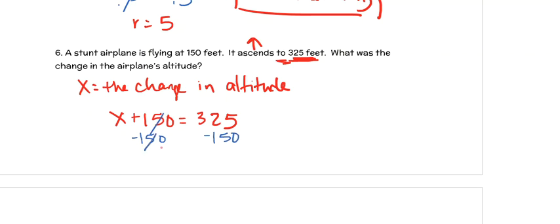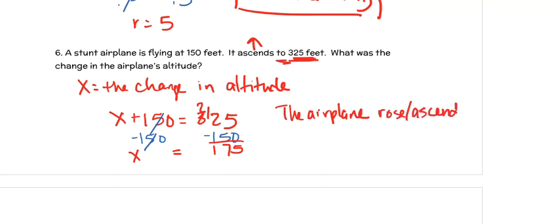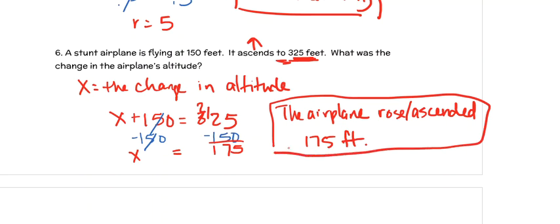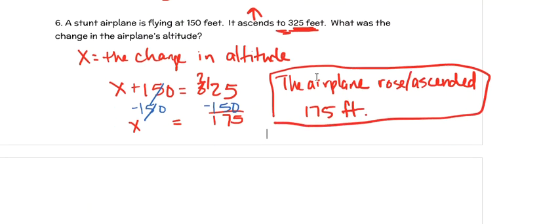So you're going to be left with X equals, well, let's work it out. 325 minus 150. X equals 175. So the airplane ascended 175 feet. You can say the airplane went up 175 feet. A lot of ways to write it in your own words.